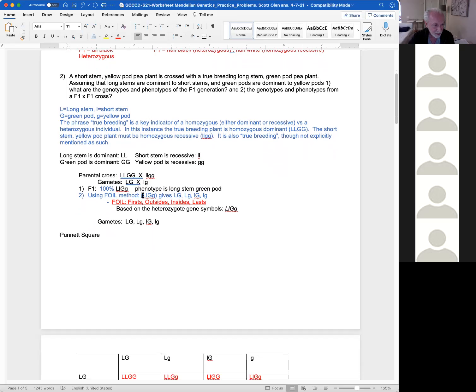The first is big L, big G. The outsides are big L, little g, that's next. The insides are little l, big G, that's this. And the lasts are little l, little g. So these are the gametes that these F1 plants can produce.